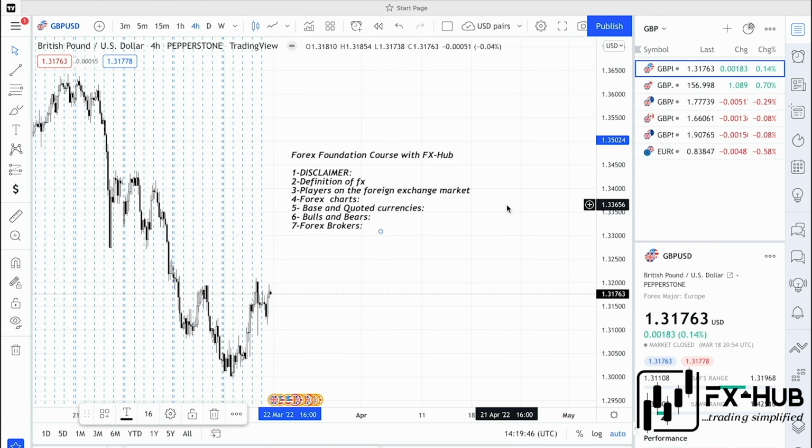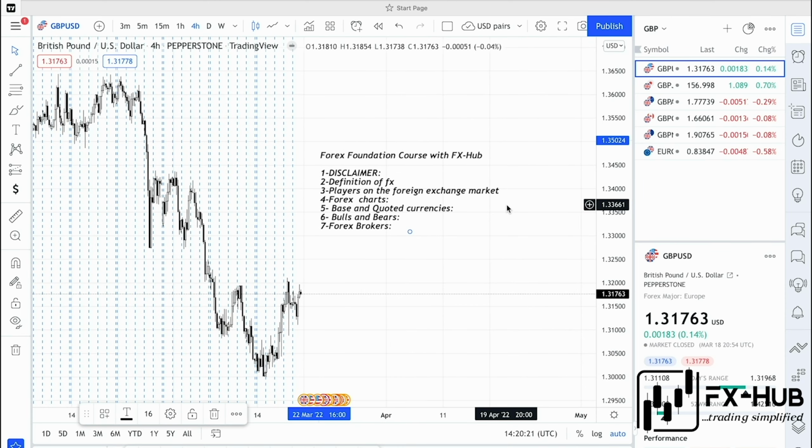So basically, I want to start off with a disclaimer. Trading foreign exchange markets on margin carries a high level of risk and is not suitable for all investors. Past performance is not indicative of future results. The high degree of leverage is dangerous and can work against you as well. Before deciding to invest in foreign exchange, you should carefully consider your investment goals, level of experience, risk tolerance. You will likely sustain a loss of some or all of your initial investments, and therefore you should not invest money that you cannot afford to lose.